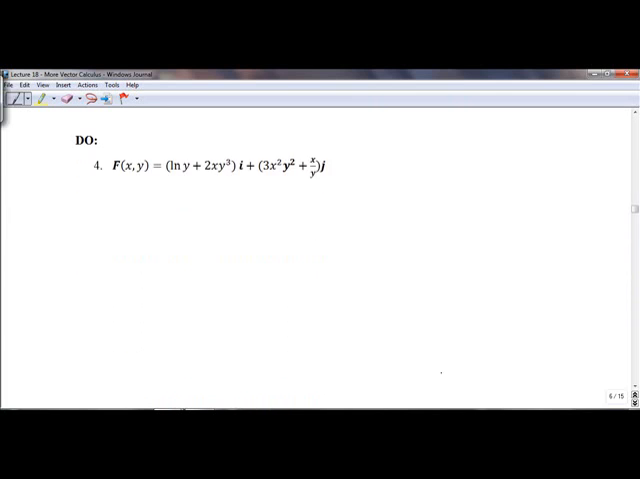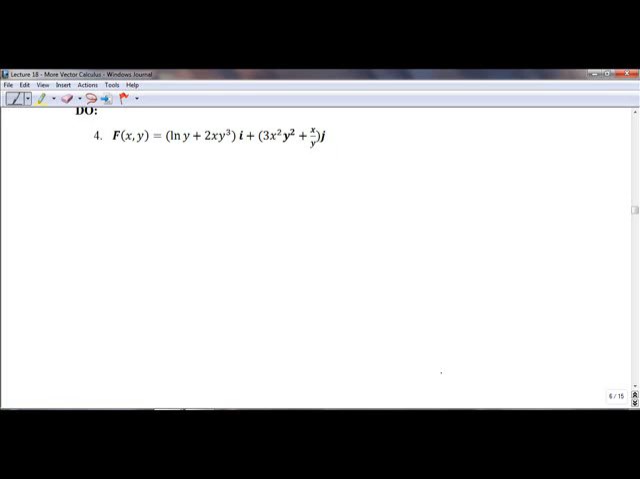So let's continue. Let's do this one together. I know I have to do it here, but let's do it together and then you'll do the second one on your own, okay? All right, so we want to show that this is conservative. So write down P and Q. So P equals natural log of y plus 2xy cubed. Q equals 3x squared y squared plus x over y.